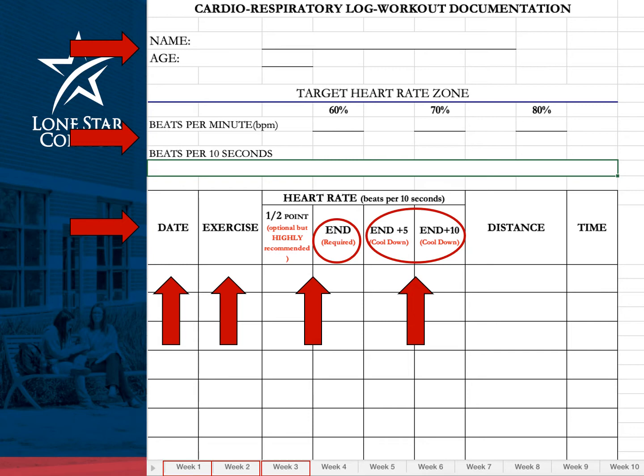In the next column, record the distance completed if applicable. The last column is time. Indicate the amount of time you spent on that activity.